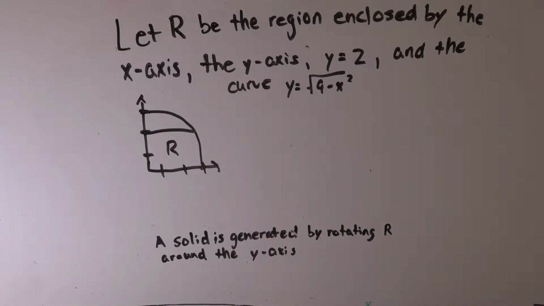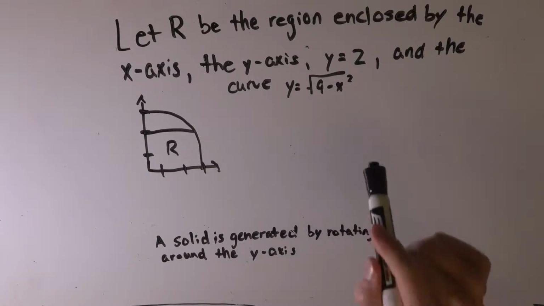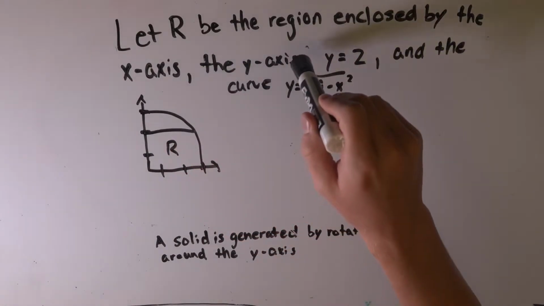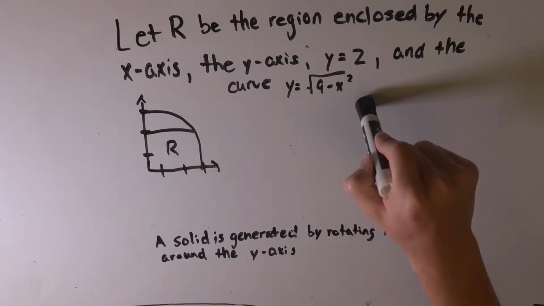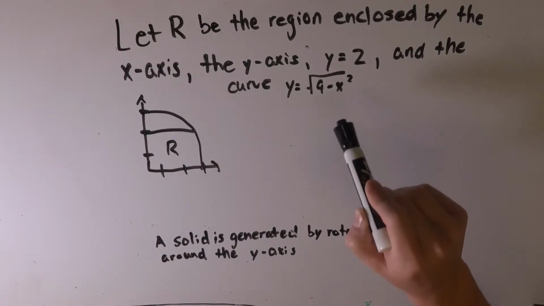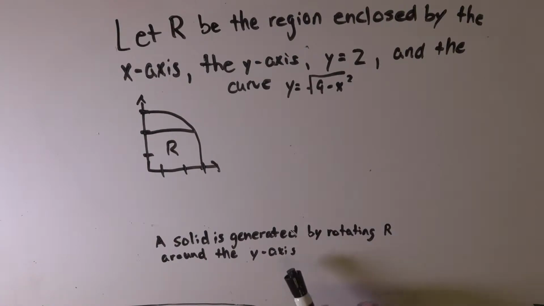Okay, so this is number 3. It's pretty much the exact same thing as the other two, only this time there's a twist. So notice that you have 4 boundaries here. You've got the x-axis, the y-axis, y equals 2, and the curve, the square root of 9 minus x squared. Also notice that you're rotating around the y-axis this time.